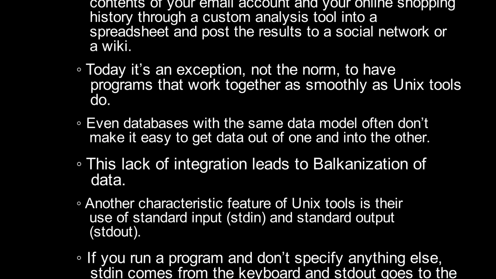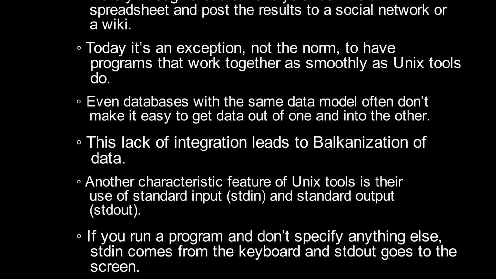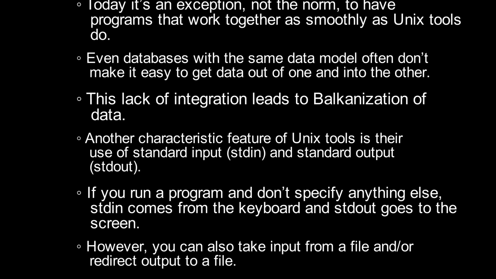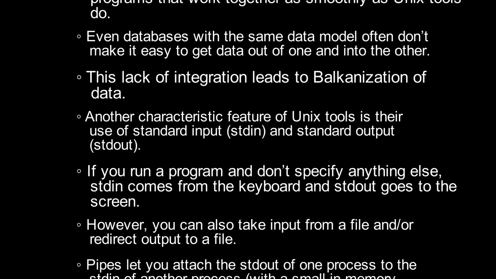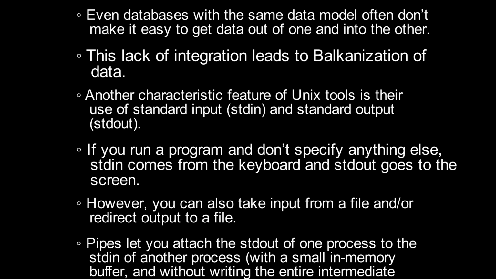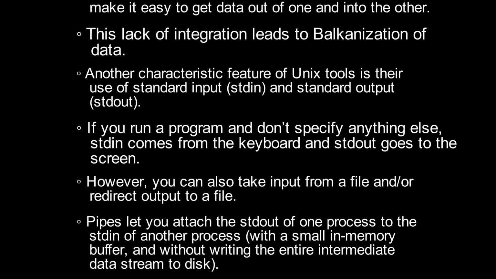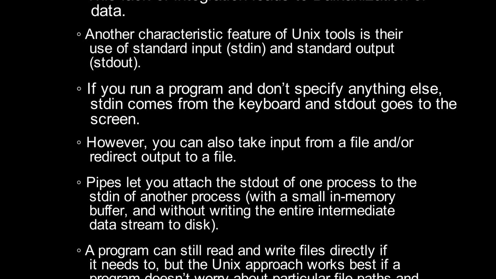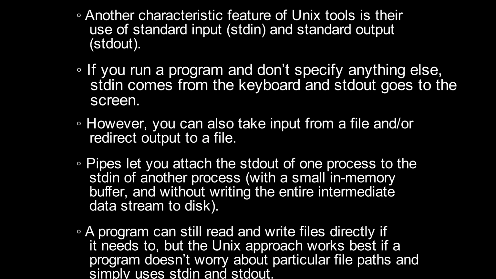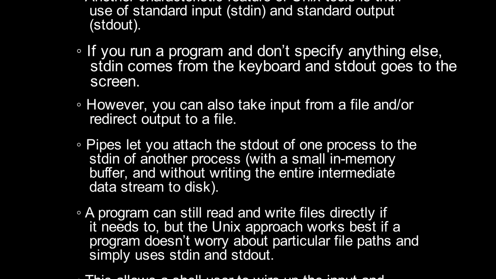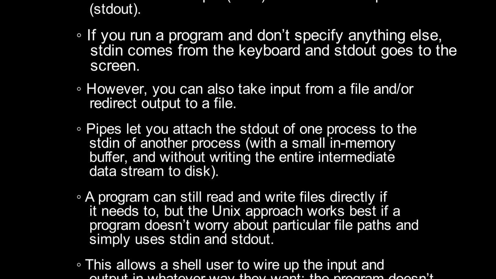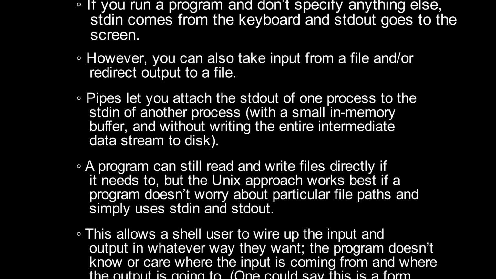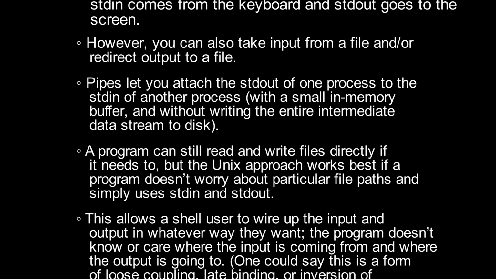Another characteristic feature of Unix tools is their use of standard input, stdin, and standard output, stdout. If you run a program and don't specify anything else, stdin comes from the keyboard and stdout goes to the screen. However, you can also take input from a file and/or redirect output to a file. Pipes let you attach the stdout of one process to the stdin of another process with a small in-memory buffer, and without writing the entire intermediate data stream to disk. A program can still read and write files directly if it needs to, but the Unix approach works best if a program doesn't worry about particular file paths and simply uses stdin and stdout.